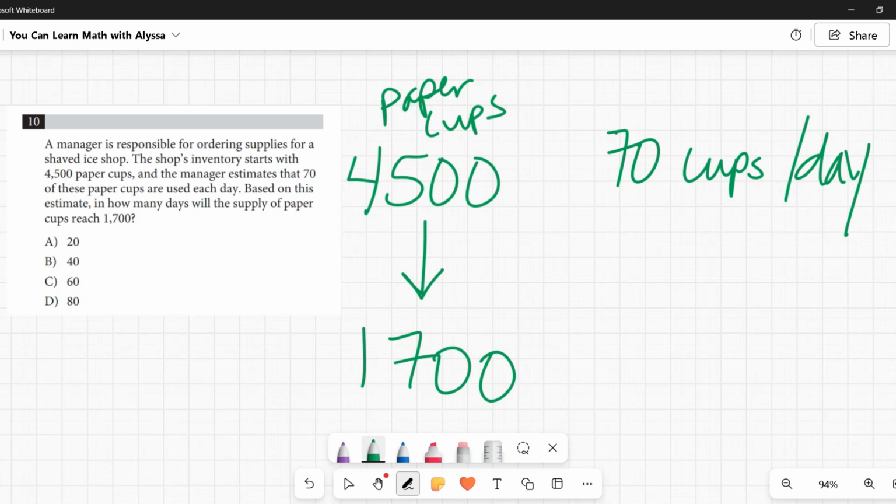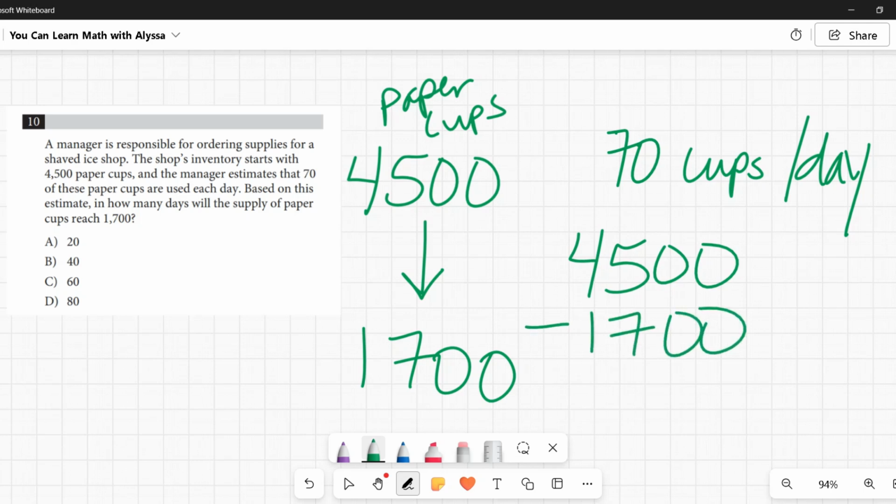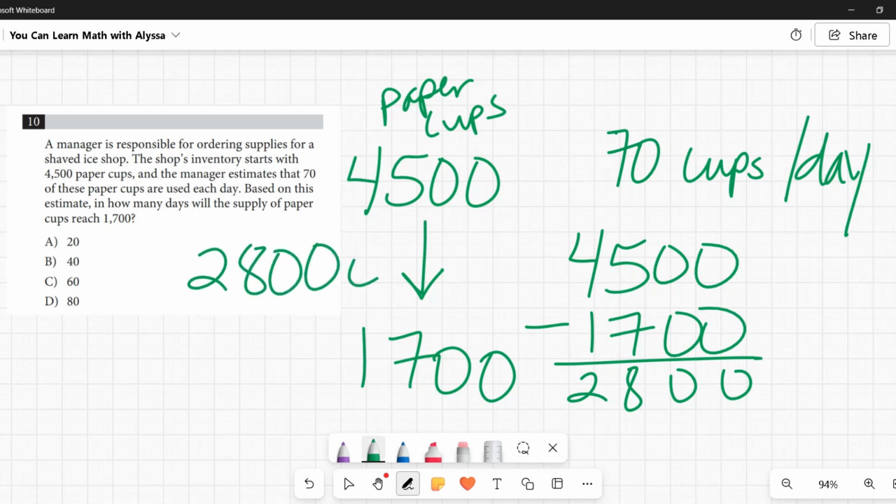How many paper cups are gone from when it gets to 4,500 to 1,700? How many were used? There's the word, used, not gone. The paper cups are gone. They just vanished. No, they were used. People are selling shaved ice like there's no tomorrow. So how many were used? We're going to subtract the 1,700 from 4,500 to see how many were used. Okay, so 4,500 minus 1,700 is 2,800. So 2,800 cups were used by this store.